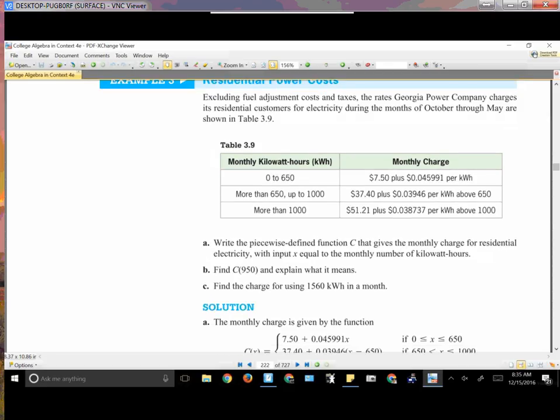So, residential power costs, you've got that. What does this one look like? So let's try this.